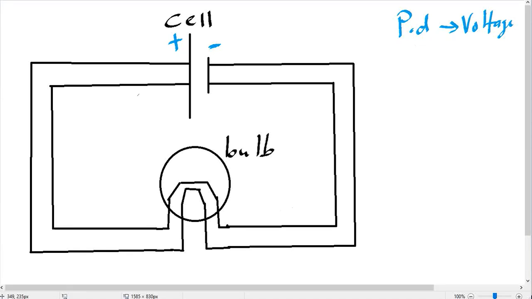Hello, welcome. Today we'll be looking at potential difference. Okay, so PD, potential difference. Normally, potential difference in a circuit is referred to as voltage. So, what is voltage and what is potential difference?